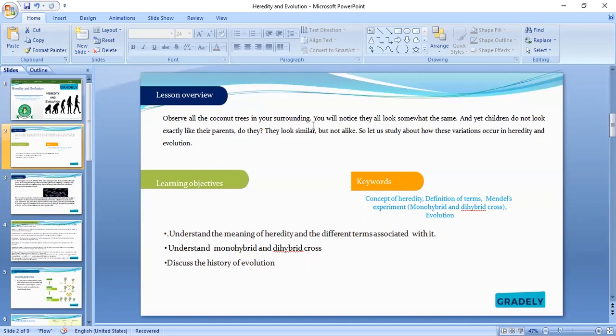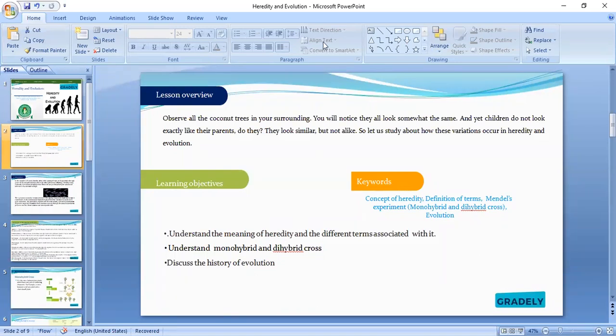For those of you that have seen a pineapple tree or a mango tree, do you think the children look exactly like the parent? If they do, tell me in the chat box. They look similar according to my slide here, but they are not alike. We'll be studying this variation, how it occurs in heredity and evolution.